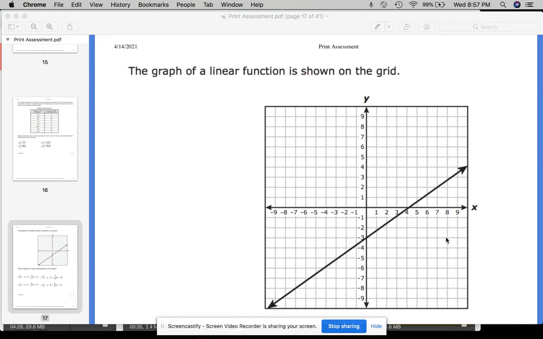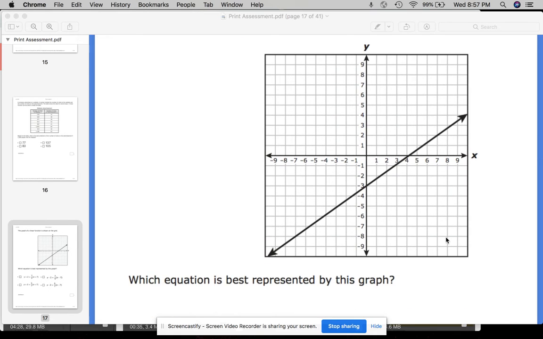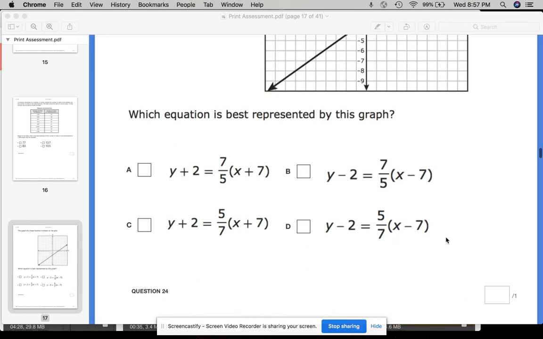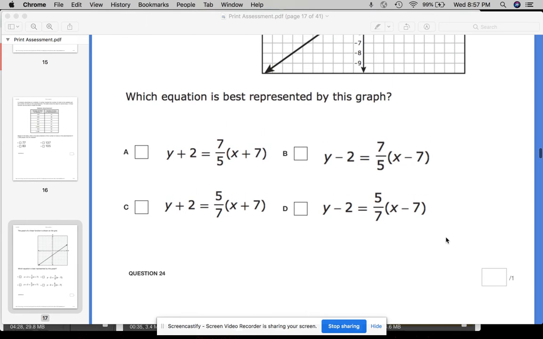Question 23. The graph of a linear function is shown on the grid. Which equation is best represented by this graph? A. y plus 2 equals 7 over 5 times (x plus 7). B. y minus 2 equals 7 over 5 times (x minus 7). C. y plus 2 equals 5 over 7 times (x plus 7). D. y minus 2 equals 5 over 7 times (x minus 7).